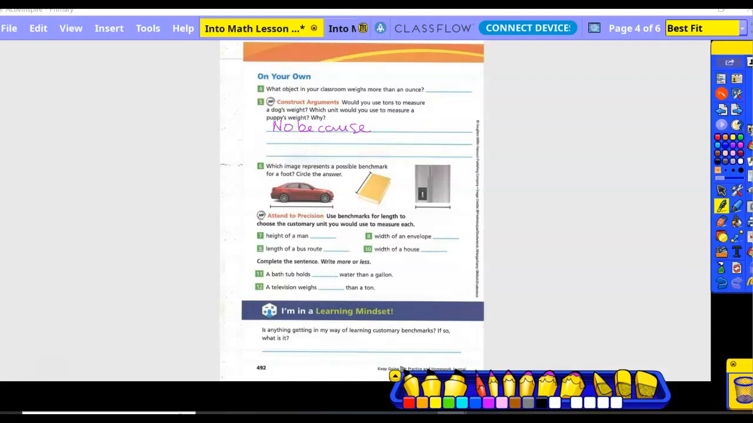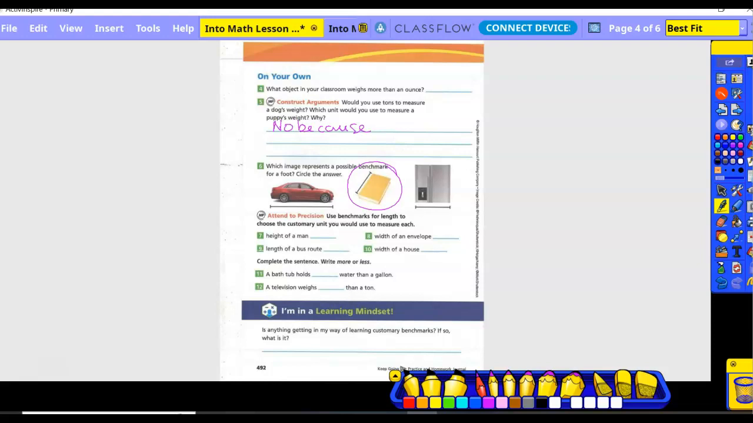All right, number six, which image represents a possible benchmark for a foot? Circle the answer, okay? So what do you guys think would probably be the foot here? The book, right? The car, you can measure it in feet, but is it gonna take multiple? Yes, okay. The refrigerator, the width of it, you can measure it in feet, but would it probably take multiple? Okay. All right, so the car and the refrigerator would probably be easily measured in yards, right?